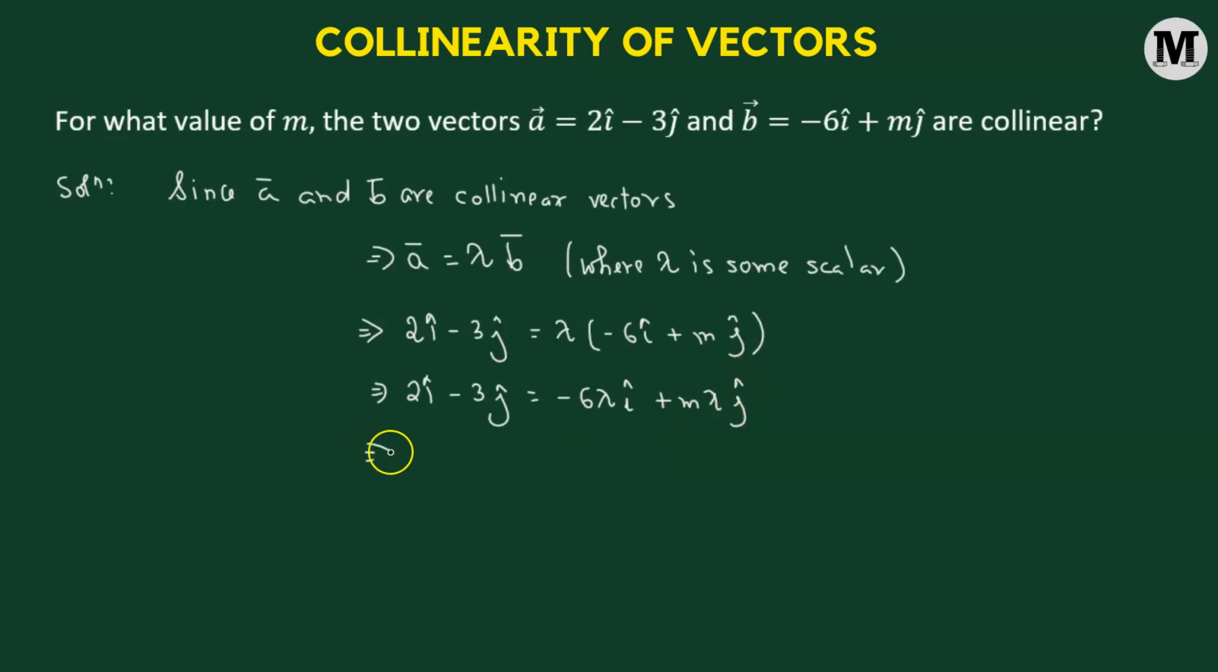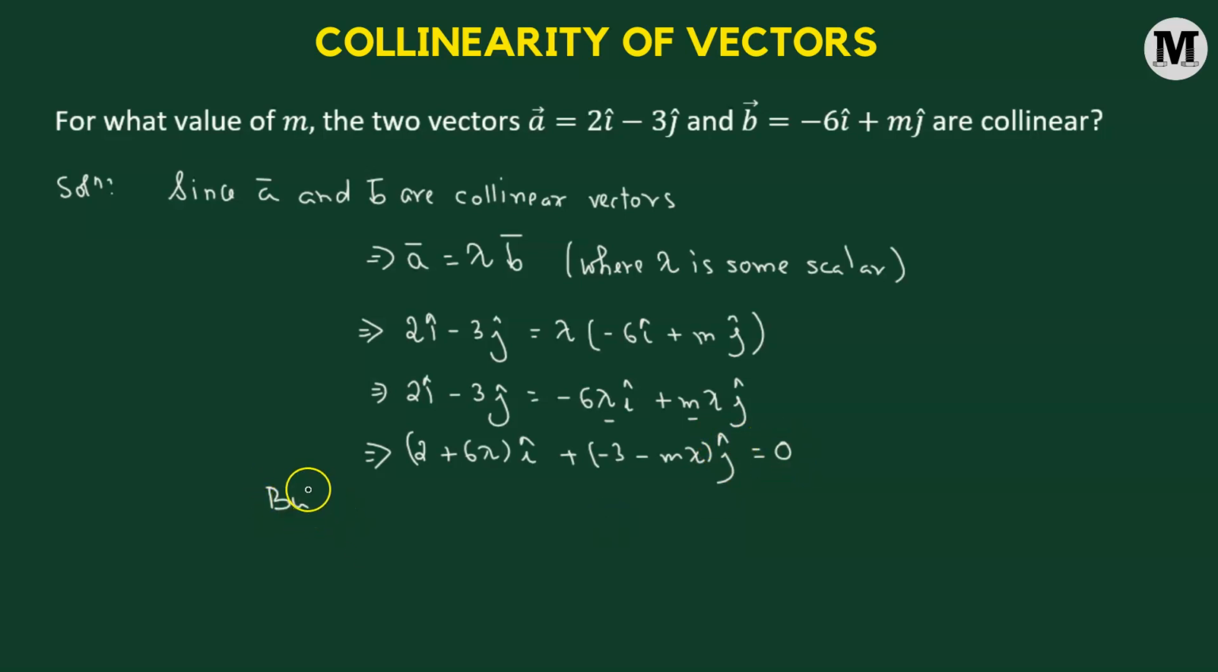Fine. This implies that we have (2 plus 6 lambda) i cap. All we have done is transpose the two components from the right hand side to the left hand side and combine all the like terms. Plus we have (negative 3 minus m lambda) j cap. This is going to be equal to 0.